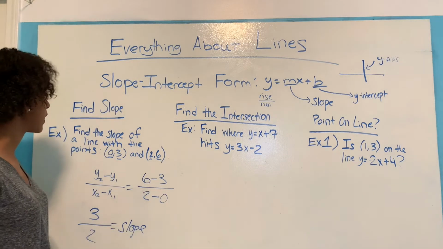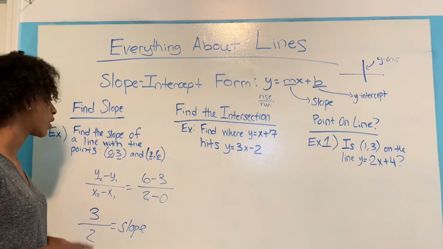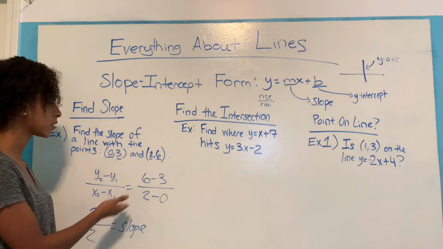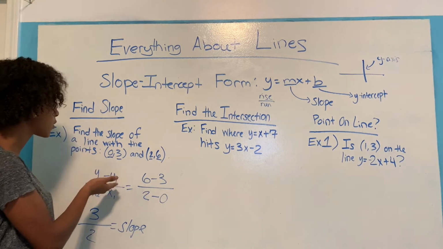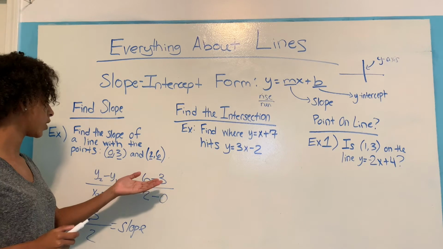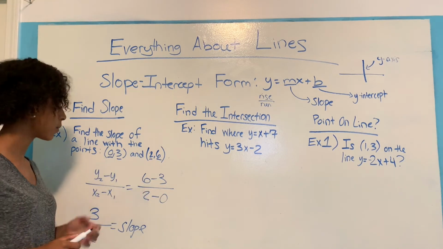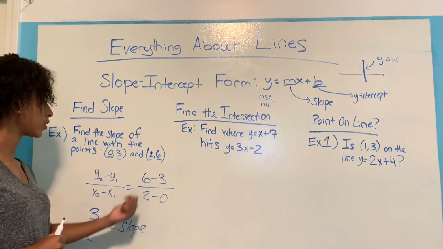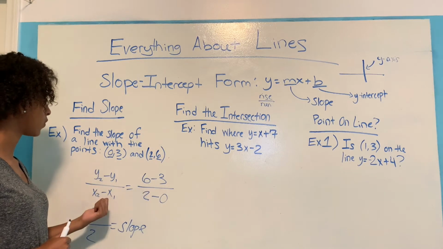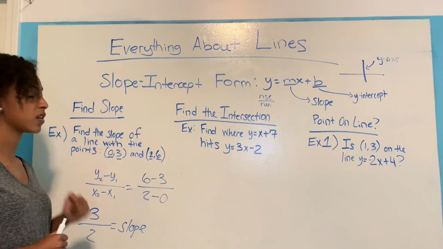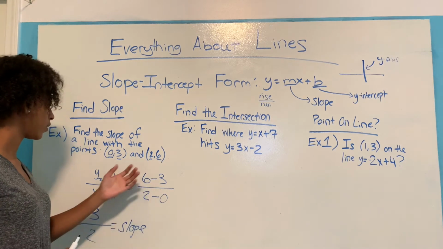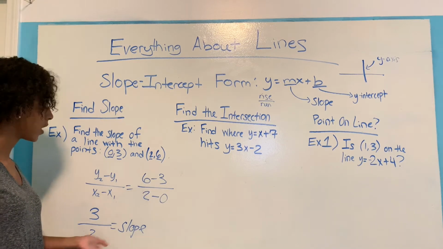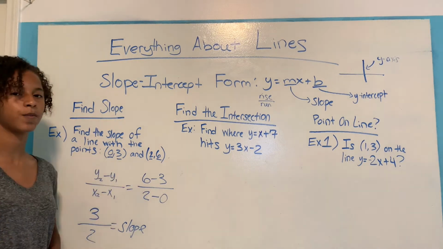If you go through it one more time, these are your ordered pairs. You take the y value of the second ordered pair first, plug that in, minus the first ordered pair's y, which would be 3, so 6 minus 3 on the top. In the denominator, it's the second ordered pair's x value, which is 2, minus the first ordered pair's x value, which is 0, so 2 minus 0. Then you simplify: 6 minus 3 equals 3, and 2 minus 0 equals 2, and that would equal your slope for this problem.